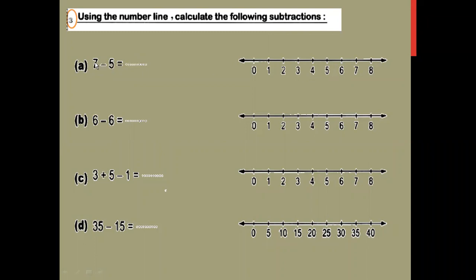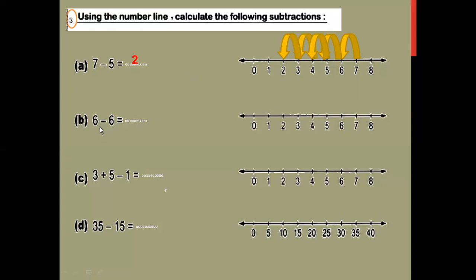So, at the first, I will stand on 7. And then backward 5 steps. So I will stand on 7 and go backward 5 steps. 1, 2, 3, 4, and 5. So 7 minus 5 will be equal to 2. Yes, it will be equal to 2.